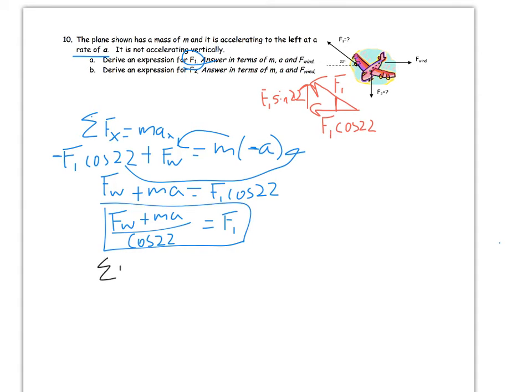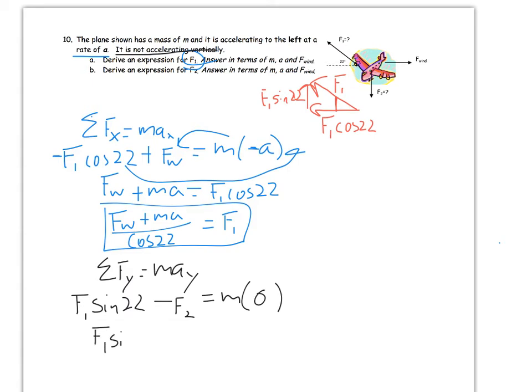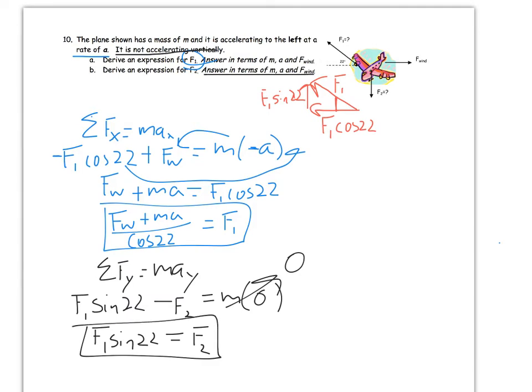Now I'm going to set up my may and see what information I can get from that. In the y direction, I have this F1 sine of 22 going up minus F2 going down, and that is going to be equal to the mass times my acceleration, but I'm told that it is not accelerating vertically, so that's just 0. What that means is that F1 sine of 22 is equal to just F2. Now, I'm not quite done my answer because I do notice it says answer in terms of ma and the force of the wind, which I did not do.